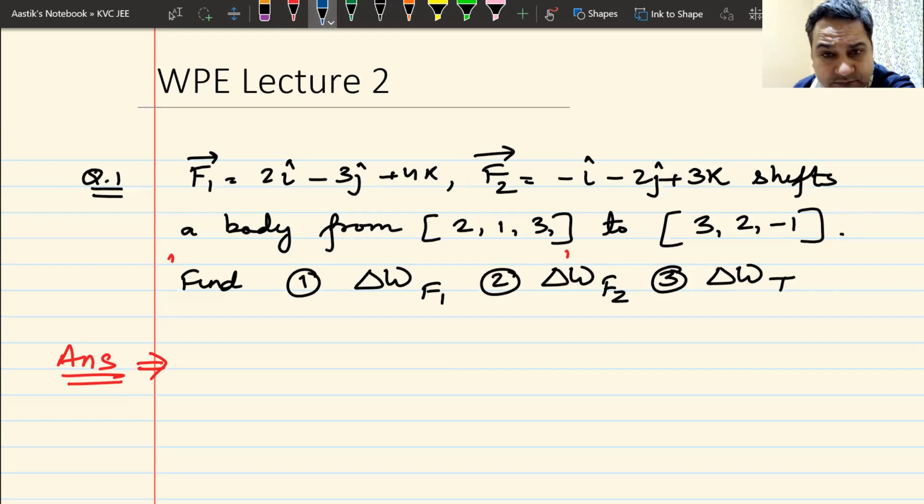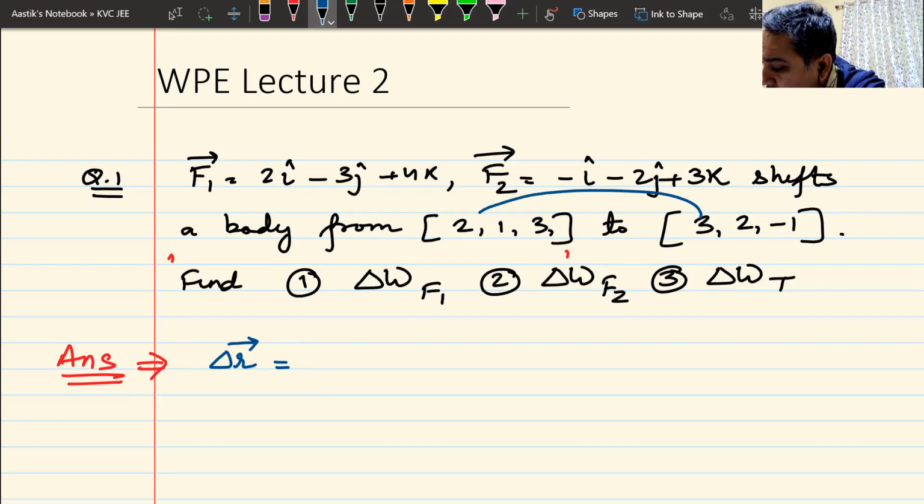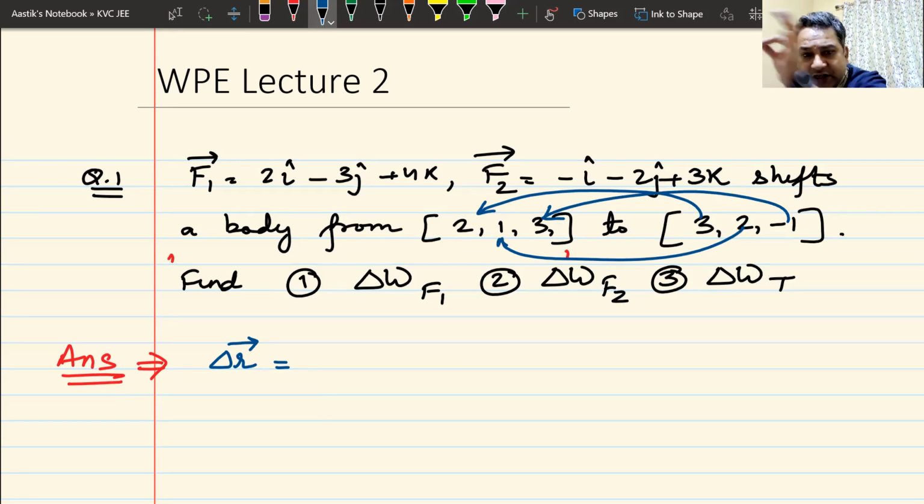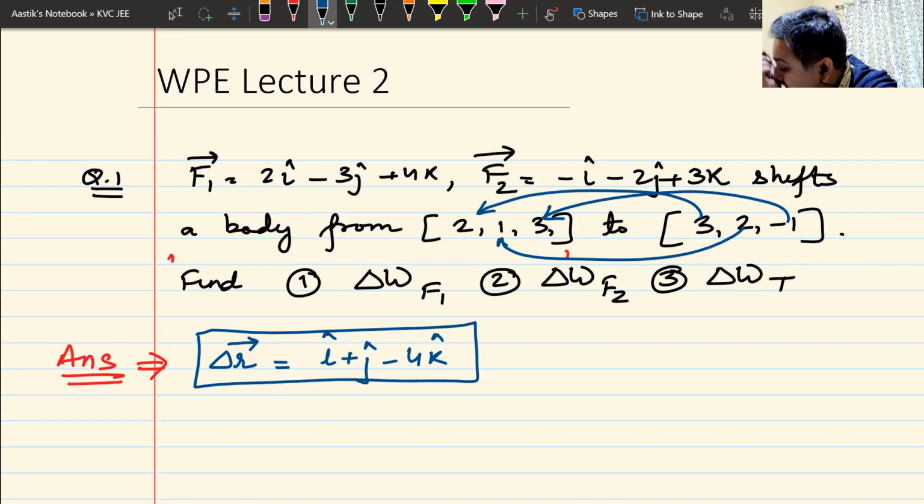I hope all of you have tried this question. So the first step is finding the displacement vector. How do you find the displacement vector? From the final position vector, you have to subtract the initial position vector. That means you subtract 2 from 3, 1 from 2, and 3 from minus 1, and put i, j and k. I hope you remember this. So 3 minus 2 is 1, so 1 i. 2 minus 1 is also 1, so 1 j. Minus 1 minus 3 is minus 4k, and hence the displacement becomes i plus j minus 4k.